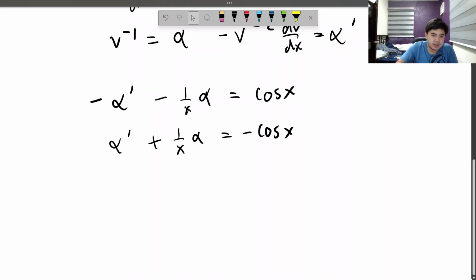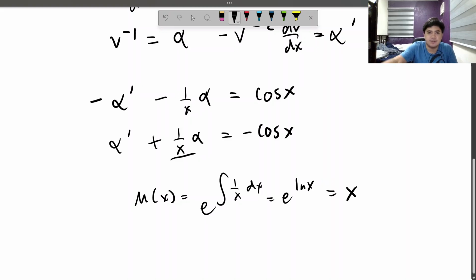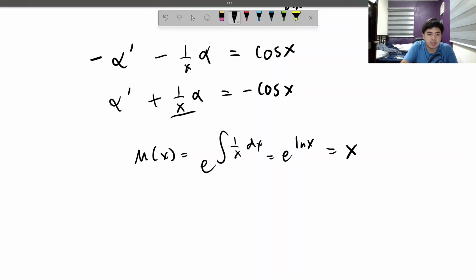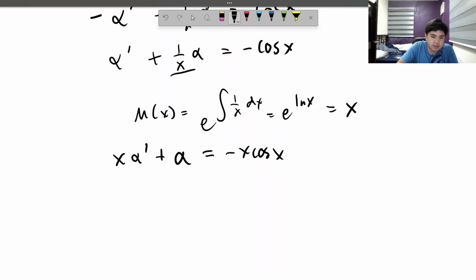Now, how do we do this? We invoke the special integrating factor mu. It's still relating to x, so e to the integral of 1 over x dx. This is e to the ln x. Standard fanfare, this is x. Multiply x on both sides. x alpha prime plus alpha equals negative x cosine x. On one hand, it's pretty much done, one and done here. x alpha, d over dx, whatever.